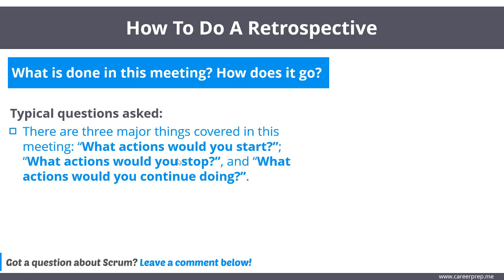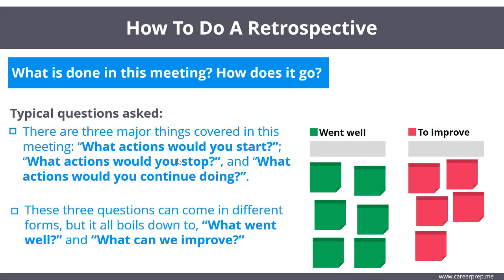There are 3 major things covered in this meeting. What actions would you start? What actions would you stop? And what actions would you continue doing? These 3 questions can come in different forms, but it all boils down to what went well and what can we improve. Sometimes there are mixed feelings about doing retros. We will explore both sides of the coin, but I can guarantee you that you should do them with your team as they will bring value.